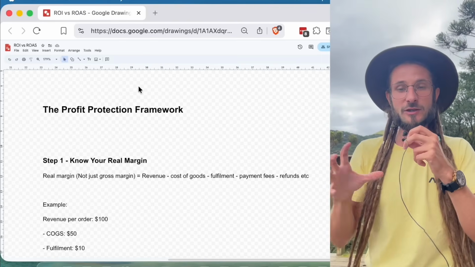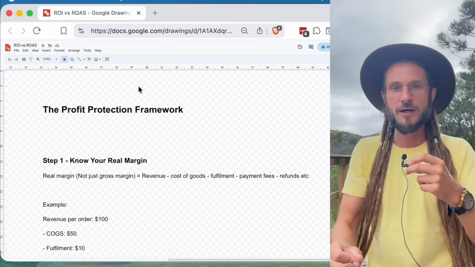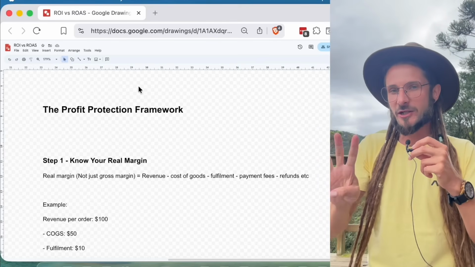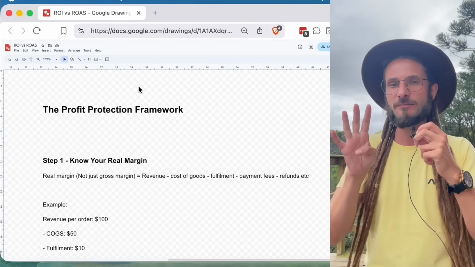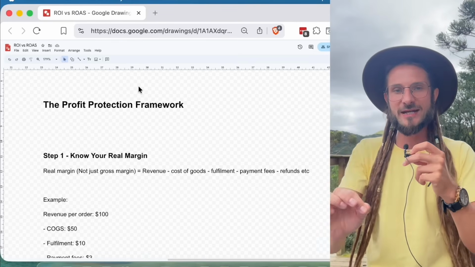I'm going to show you how you build a framework which protects the profit that you're making for the business. It's really important to understand four key pieces of information that are going to drive leverage and move the needle for the business that you're working with. So step number one, guys, is know your real margin.